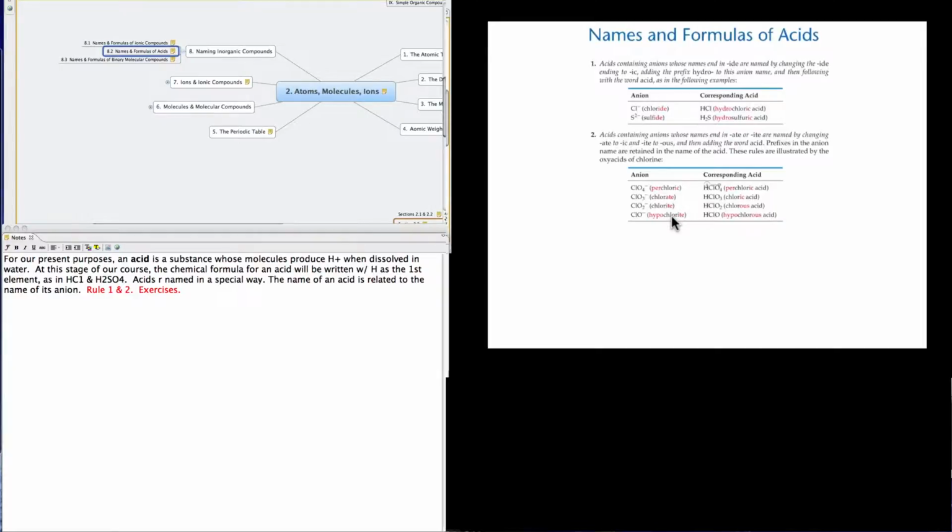Acids containing anions whose names end in "ate" or "ite" are named by changing "ate" to "ic" and "ite" to "ous," and then adding the word acid. If the anion is chlorate, the corresponding acid formed from this anion is chloric acid.